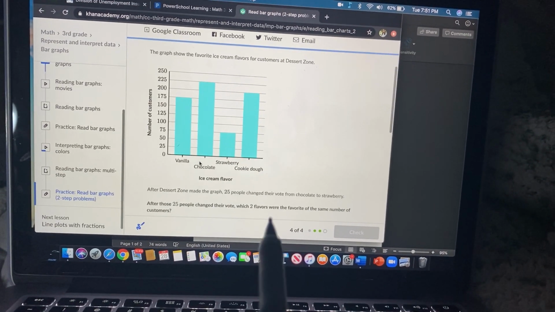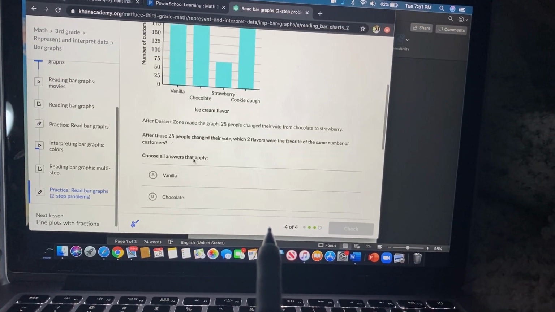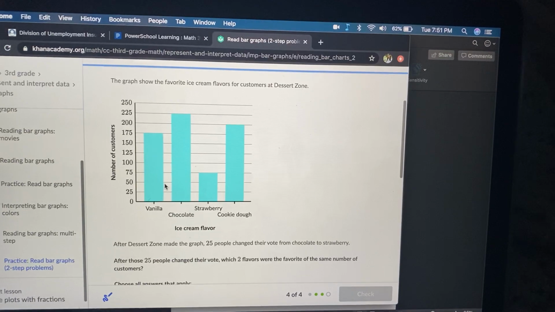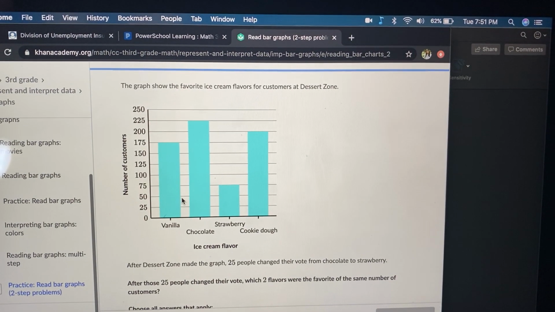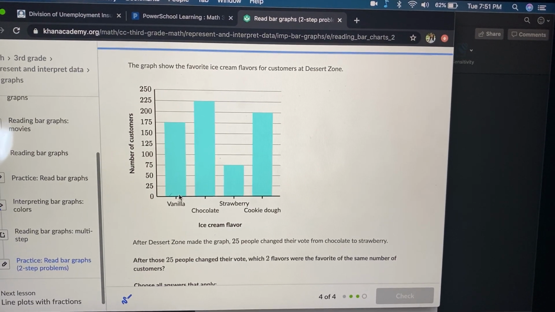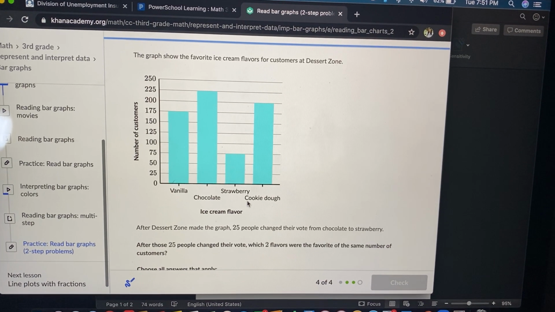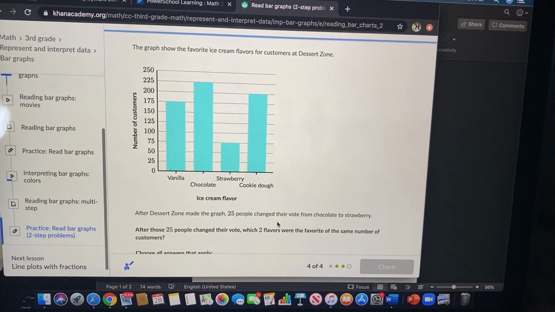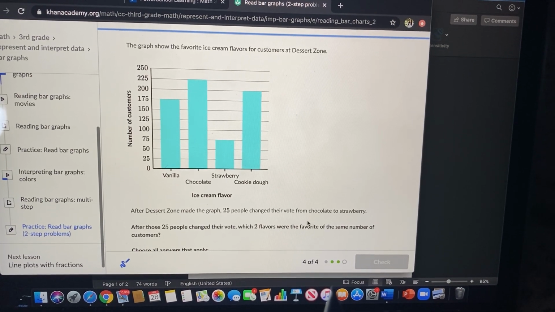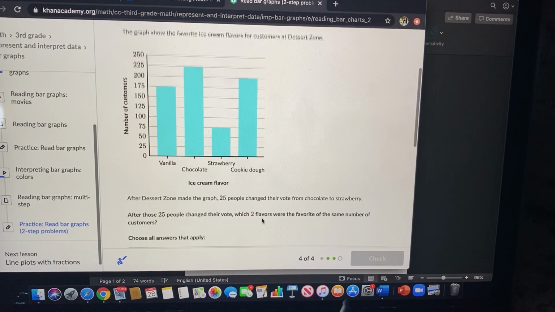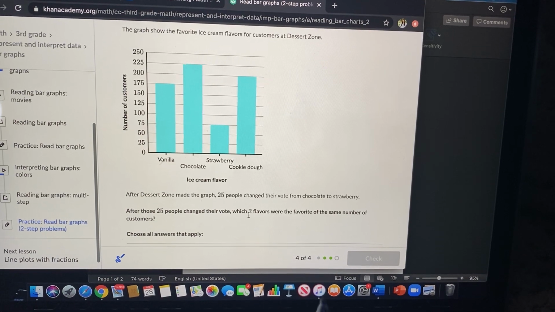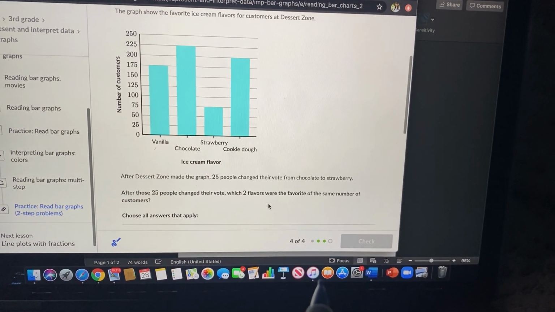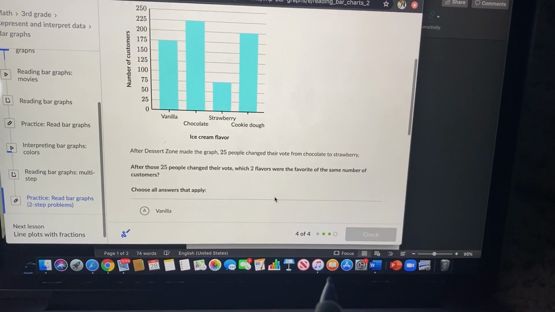So this one talks about ice cream. So here it's saying the graph shows the favorite ice cream flavors for customers at dessert zone. So we have vanilla, chocolate, strawberry, and cookie dough. After dessert zone made the graph, 25 people changed their vote from chocolate to strawberry. So after those 25 people changed their vote, which two flavors were the favorite of the same number of customers?